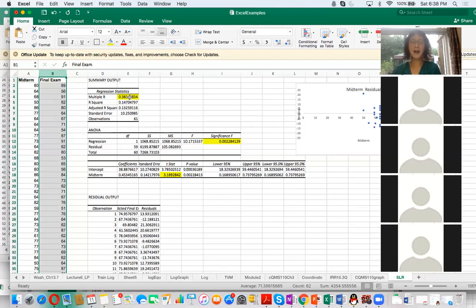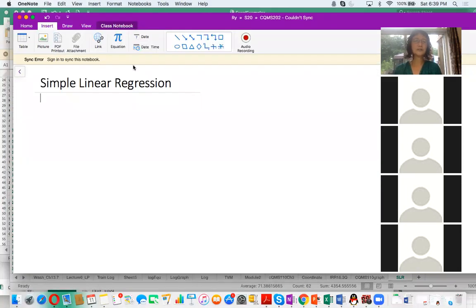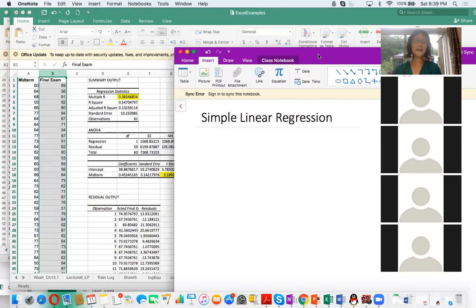So this Multiple R measures the correlation between X and Y, in this situation between midterm and final exam. If this number is positive, that means when you increase X, Y also increases. When this Multiple R is negative, that means when you increase X, Y decreases. Okay, so maybe I need my OneNote to explain what I said here.